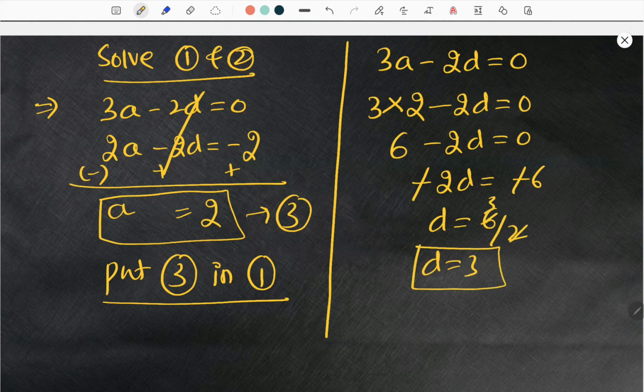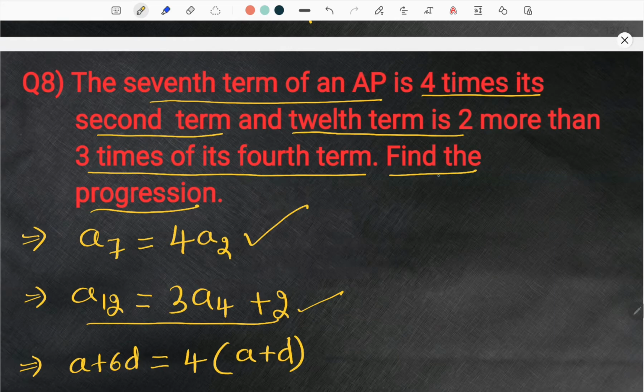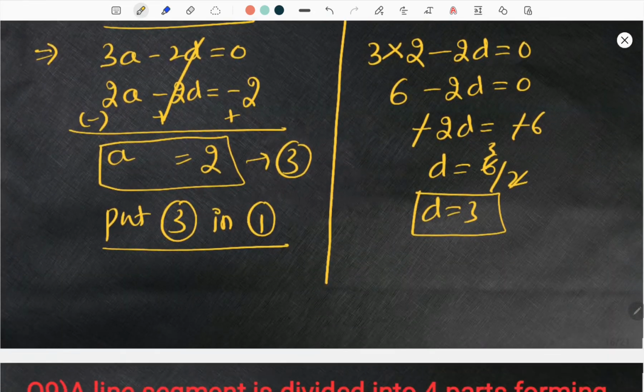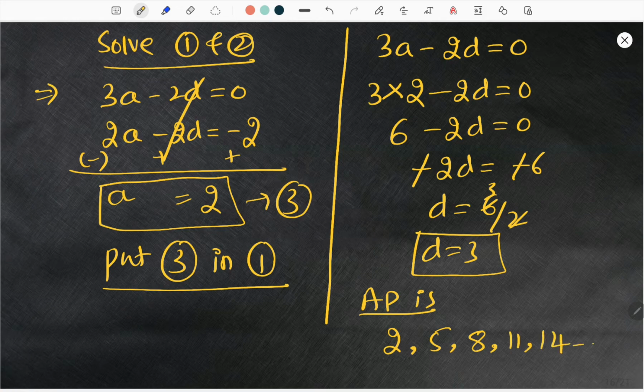You have to be very flexible in solving. However it comes to your mind, you have to do it, but it has to be in the proper mathematical way. Now what they have asked in the question is to find the progression. Find the progression means what is the first term? The AP is 2. Second term, you just add this 3 to that. 2 plus 3, that is 5. Another 3, 8. Another 3, 11. Another 3, 14. Then this is the arithmetic progression.